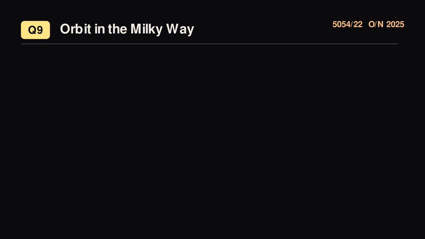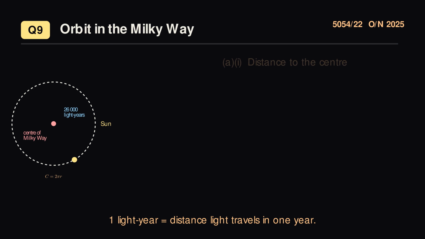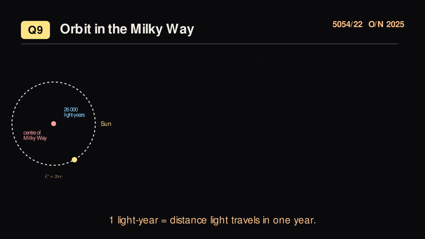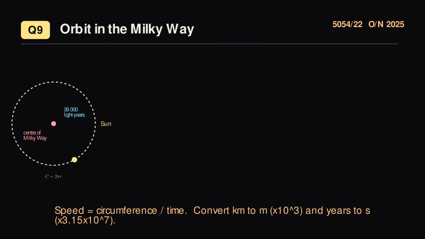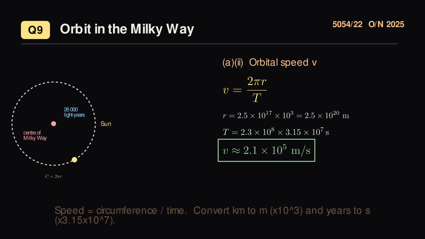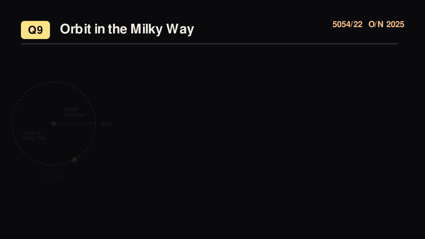Question 9. The Sun's orbit in the Milky Way. Part A. Part 1. 1 light-year is about 9.5 times 10 to the 12 kilometers. 26,000 light-years gives a distance of about 2.5 times 10 to the 17 kilometers. Part A. Part 2. Orbital speed equals circumference over time. Convert radius to meters and period to seconds, giving about 2.1 times 10 to the 5 meters per second.